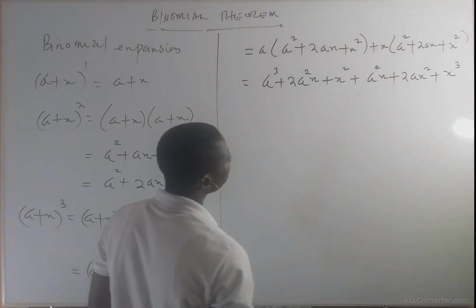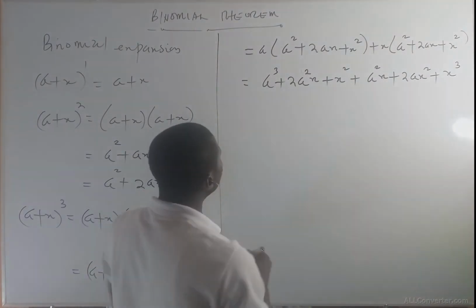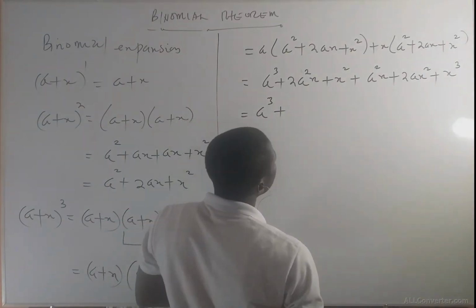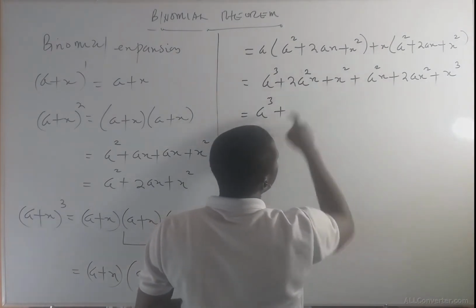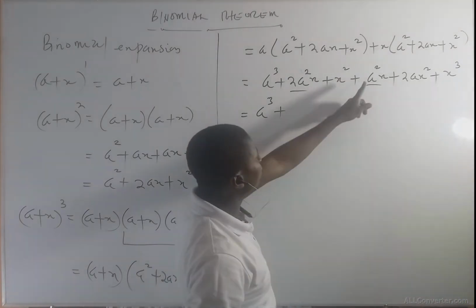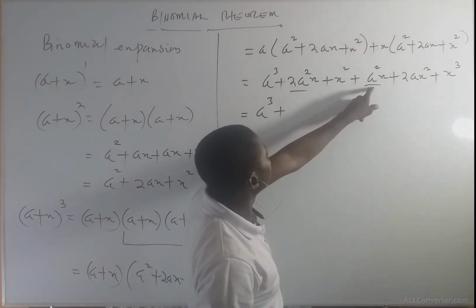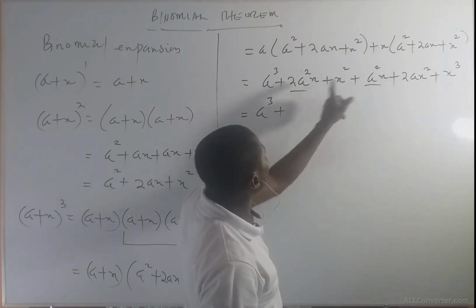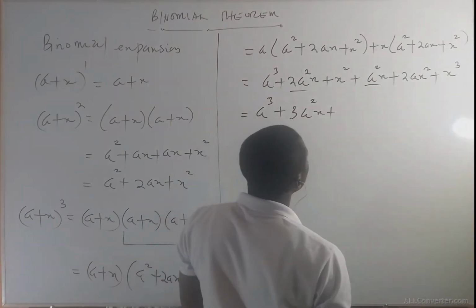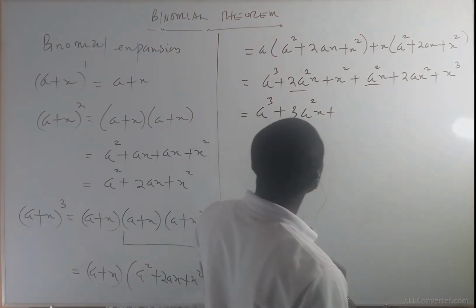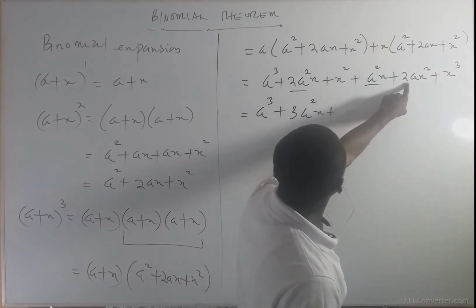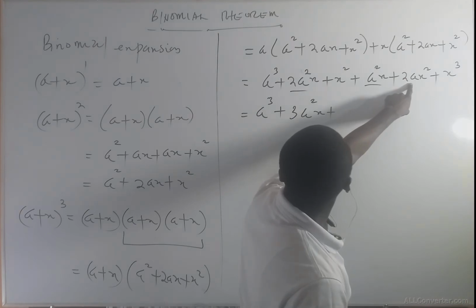So we simplify. The only a cubed term we have is a cubed. Then plus, we have 2a squared x here, and we have a squared x here. Don't forget that the constant coefficient here is 1. And because they are of the same term, 1 plus these two will give us 3a squared x. Then plus, we also have 2ax squared here.